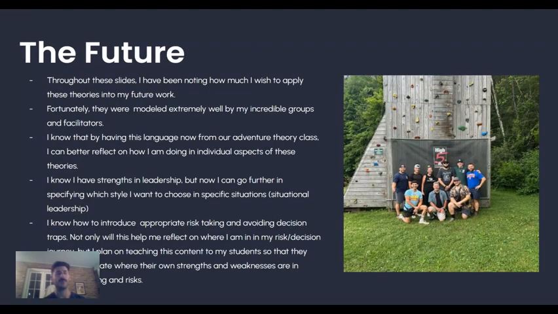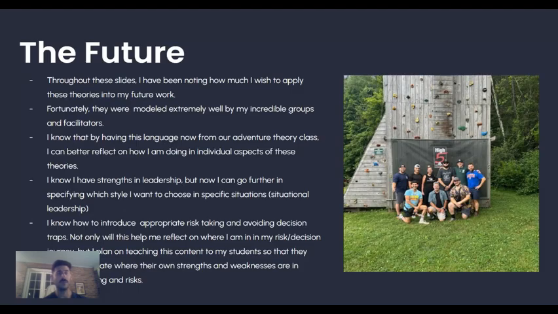The future. Throughout these slides, I have been noting how much I wish to apply these theories in my future work. Fortunately, they were modeled extremely well by my incredible groups and the facilitators. I know that by having this language now from our adventure theory class, I can better reflect on how I'm doing in individual aspects of these theories.